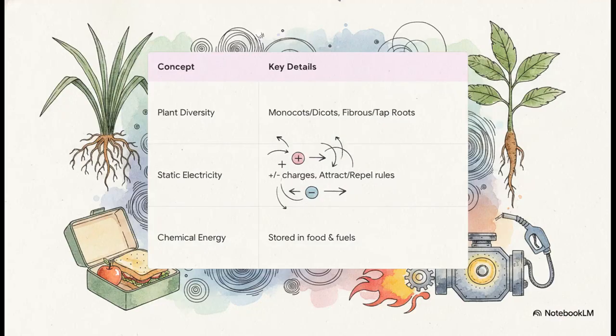And finally, part 4, acing your next chapter. Okay, let's tie all these invisible forces and hidden systems together so you are totally 100% prepped to ace this test. The crucial thing is that this whole chapter really boils down to 3 big concepts. I highly recommend you take a mental screenshot of this cheat sheet right now. First, plant diversity. Remember that monocots have fibrous roots and dicots have tap roots. Second, static electricity. Remember the plus and minus charges and that like repels while unlike attracts. And third, chemical energy. Remember, it's the hidden energy stored in chemical substances, from the food in your lunchbox to the fuels powering the world, and it's released through reactions.